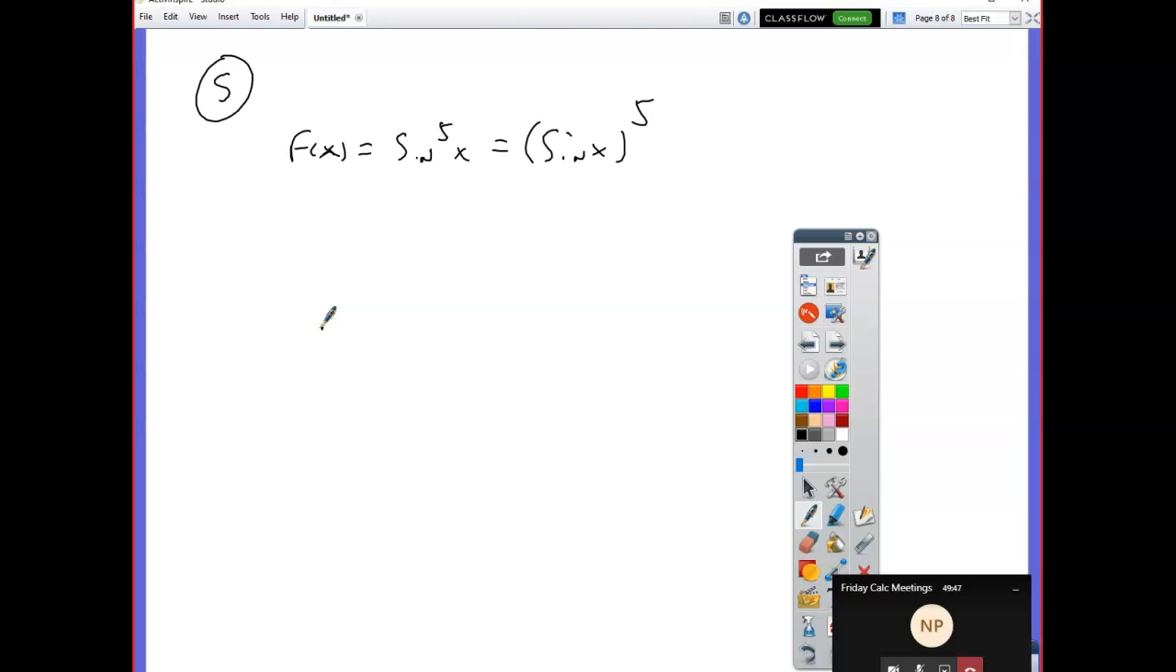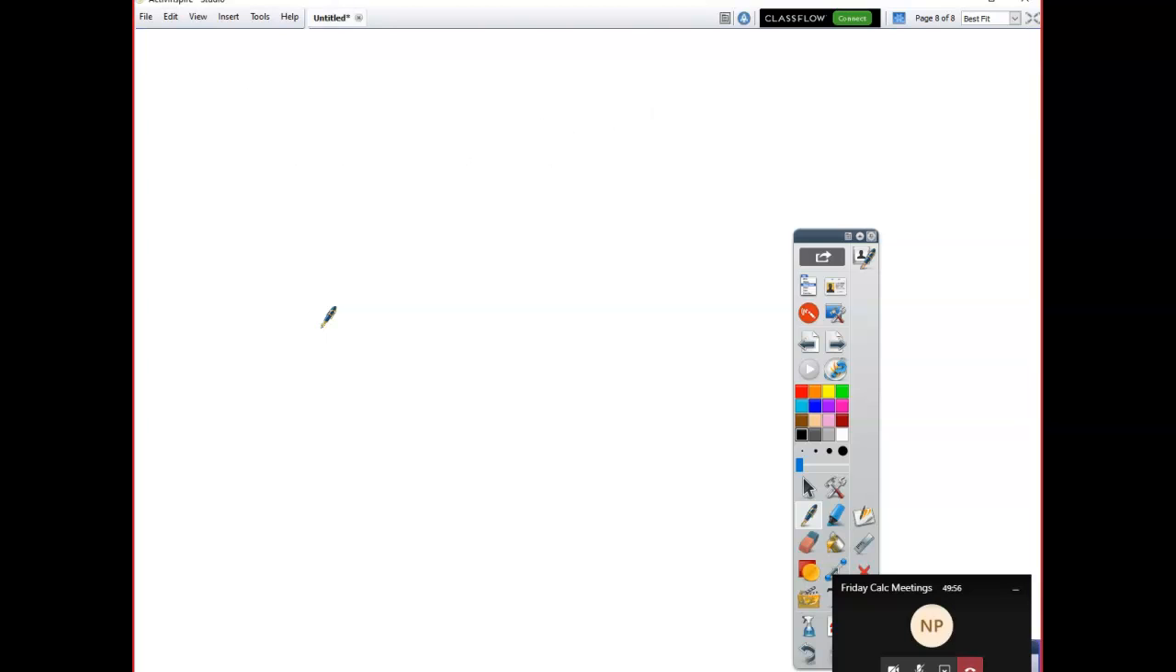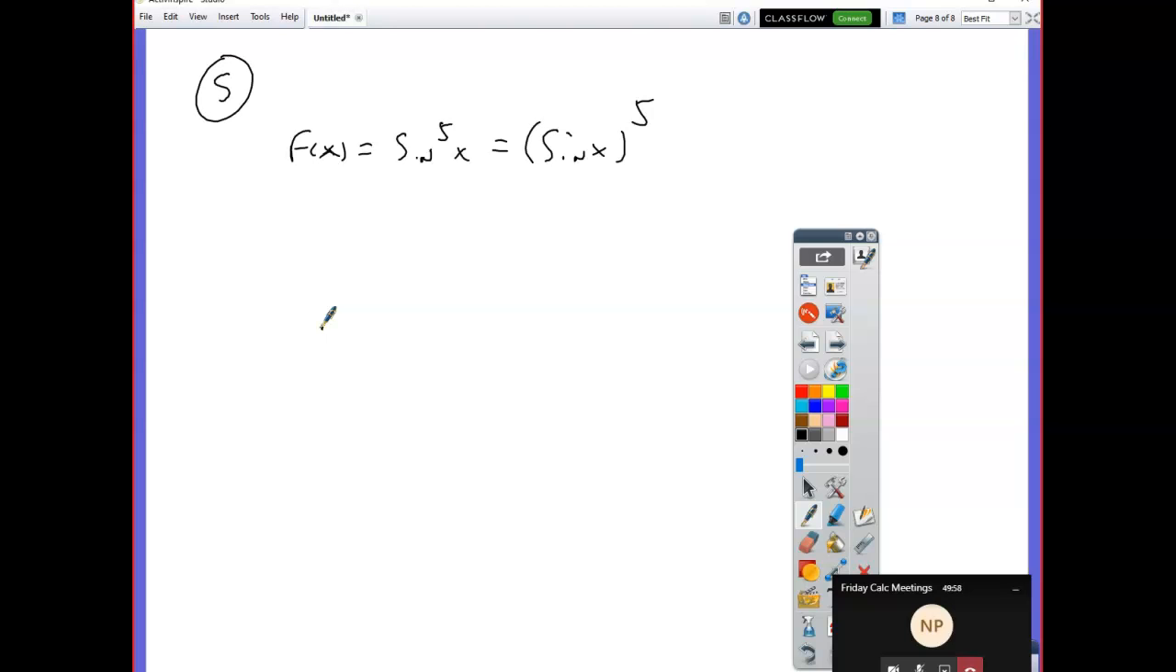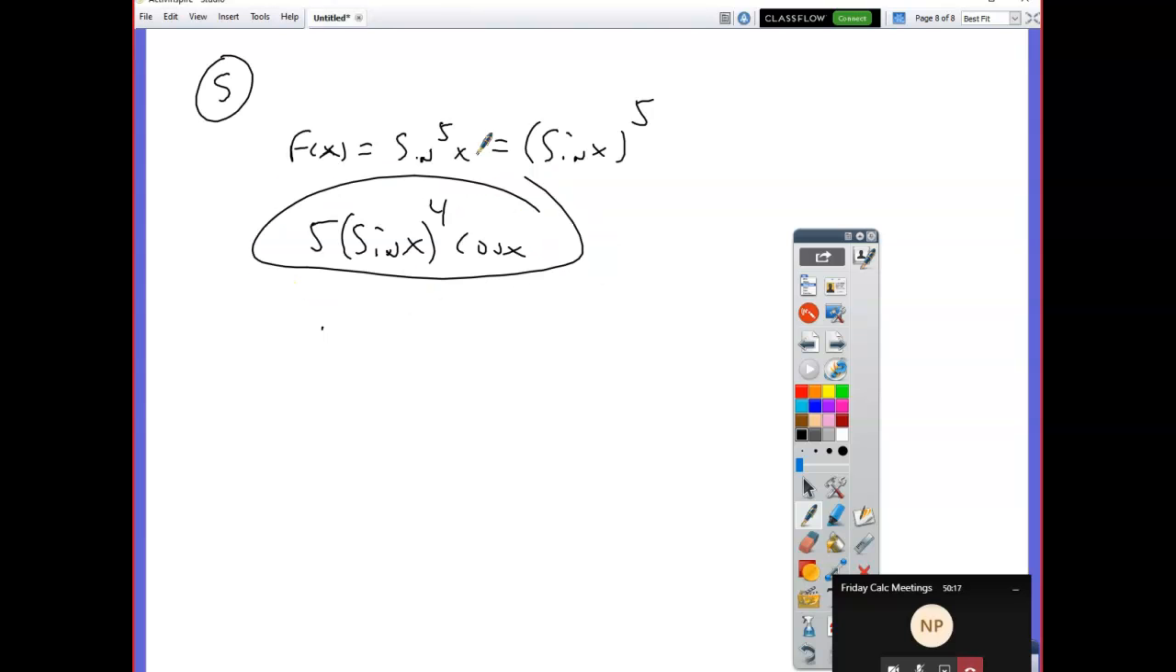So, Mr. Paulos, turn to the outside. Do it like Reed wanted to do at the very beginning. 5 sine x to the 4th times root of the inside. What's the inside? Derivative of the inside. Cosine x. That makes sense? Better? Can kind of do that.